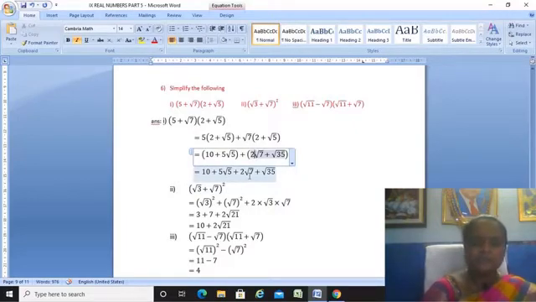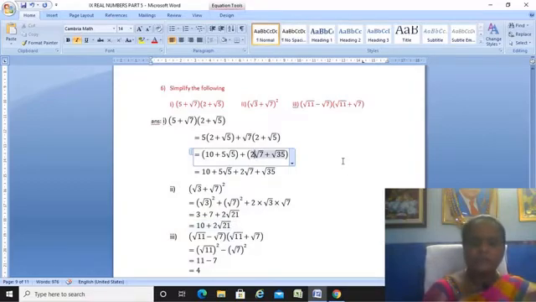Next, let us move on to the second one, root 3 plus root 7 whole square. This is a square plus b square plus 2ab. Root 3 whole square is 3, root 7 whole square is 7, 2ab, that is 2 into root 3 into root 7. Root 3 into root 7 is root 21. So 3 plus 7 is 10, plus 2 root 21 is the answer.